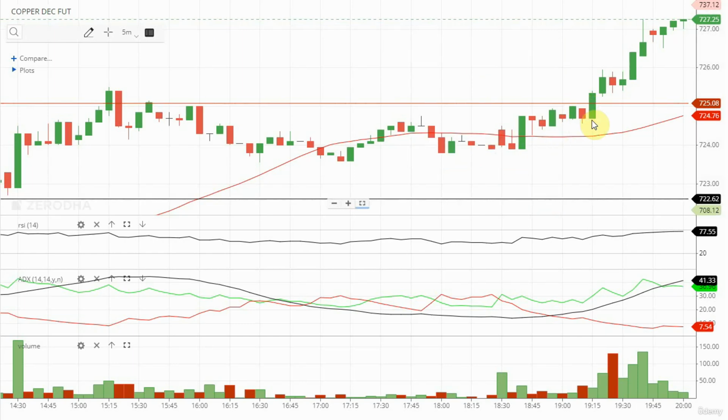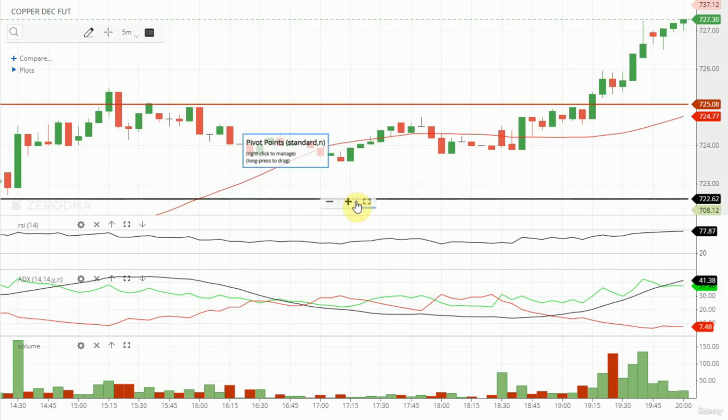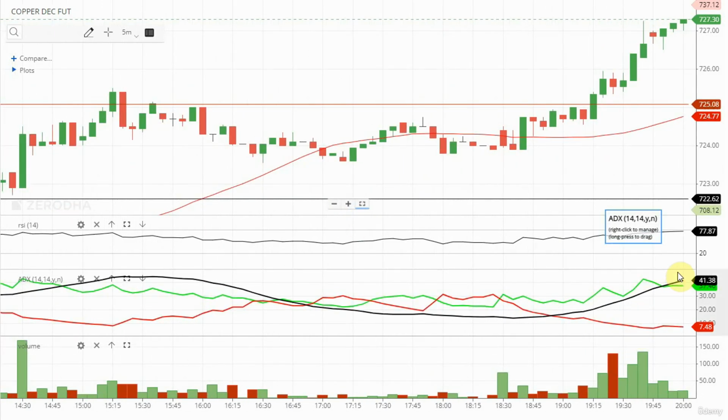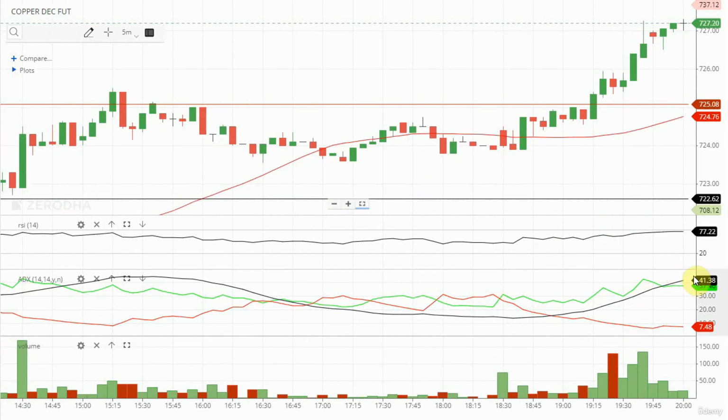Once it breaks this 725, it will rally, and it is rallying. Copper is rallying. You see, it is a good momentum, and ADX is 41. It means the uptrend strength is very strong. Once RSI reaches 80, it will go to the overbought zone. So we have to keep an eye on the candle and on RSI, and you see after 730 there is good volume in copper.